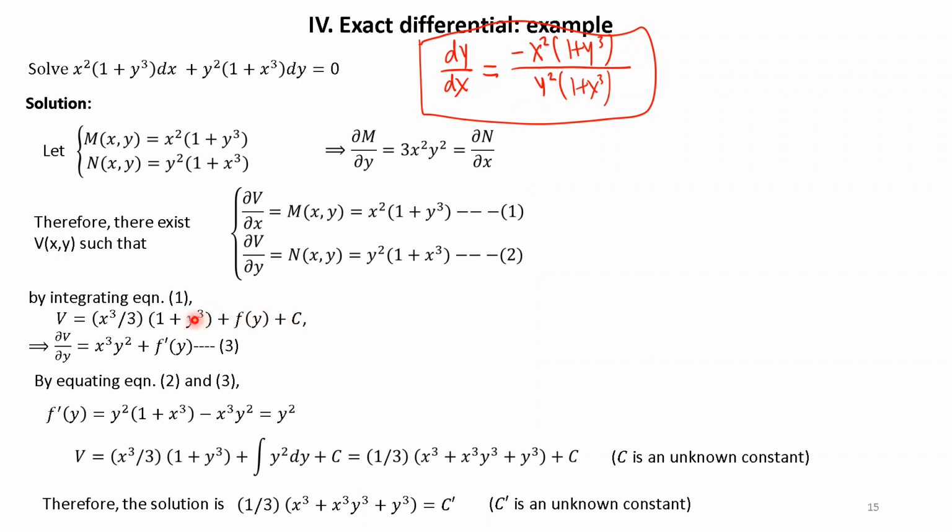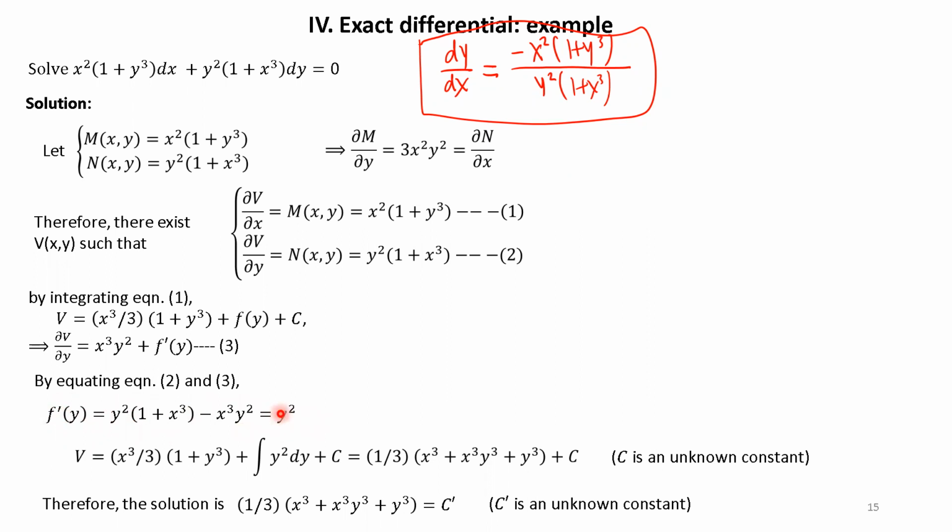Then I differentiate this function V with respect to Y. I got X cubed Y squared plus F prime of Y. This partial V partial Y has to be the same as equation 2 here, because both refer to partial V partial Y. So equating these two, equations 2 and 3, I got F prime of Y equals just Y squared.